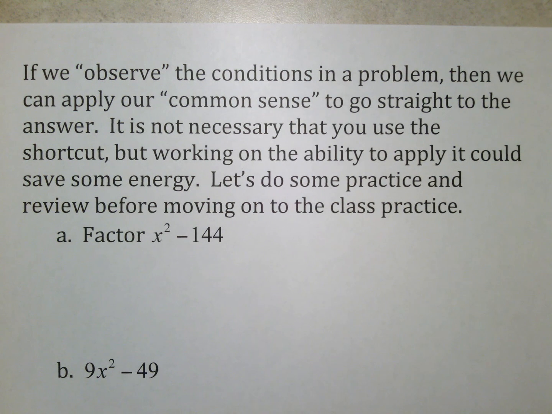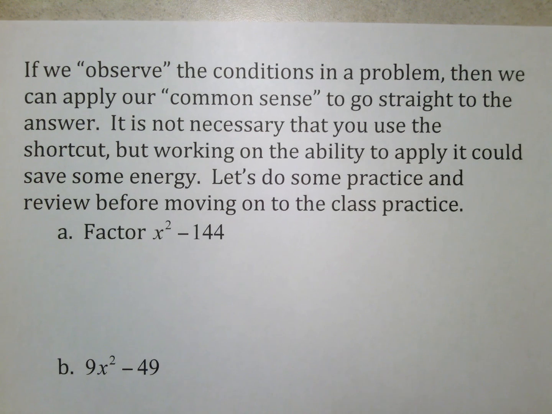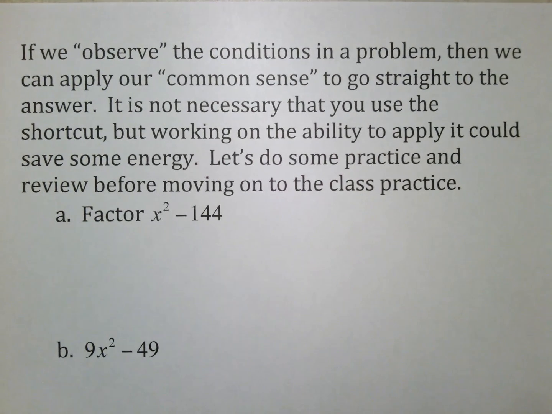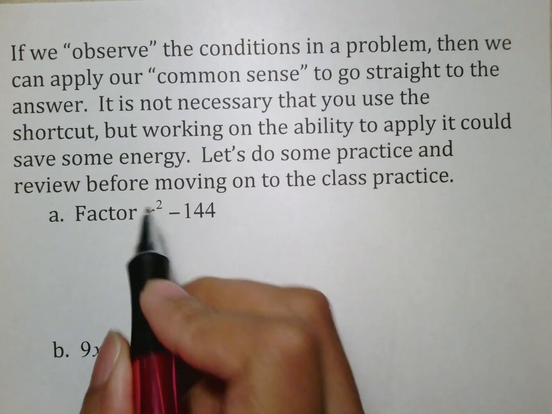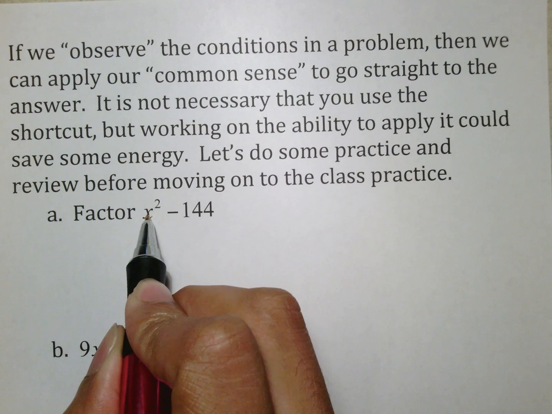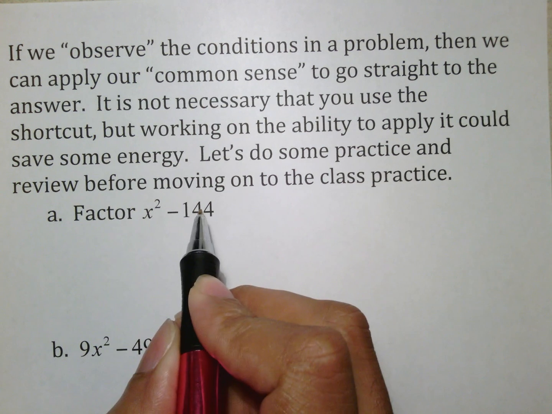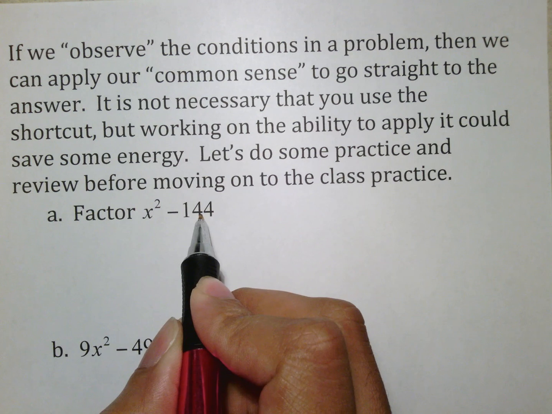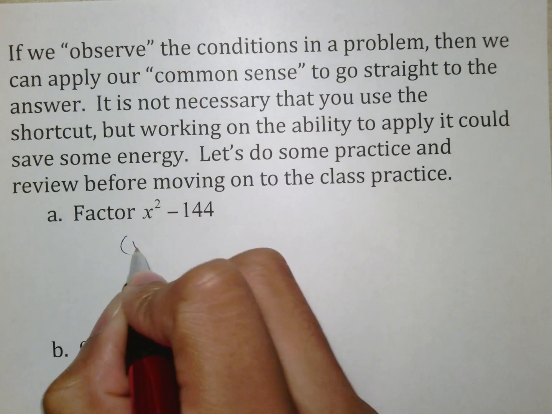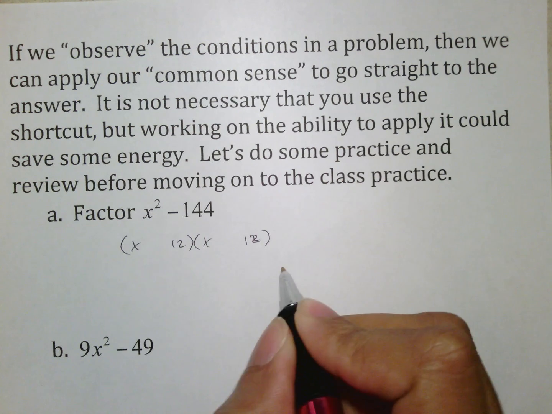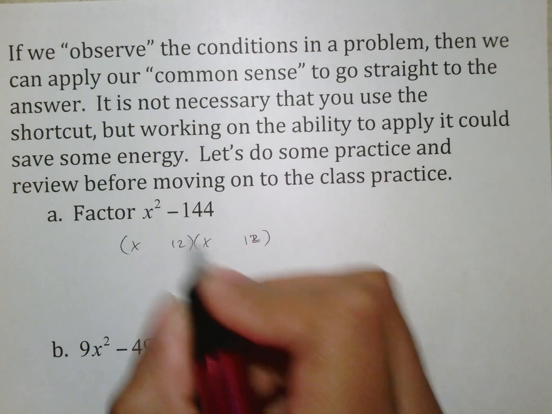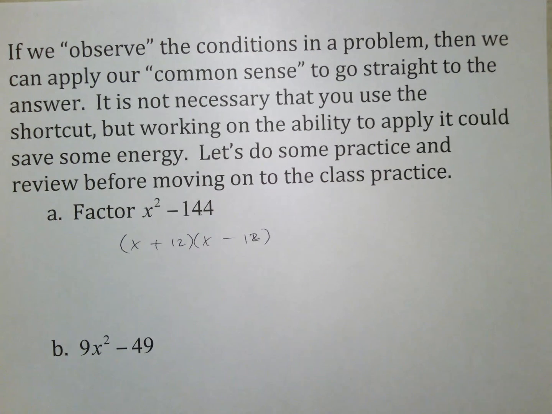So let's do some practice and review before moving on to class practice using our observation and common sense if we can. Factor x squared minus 144. Before I go to do the work, I recognize that this is x times x because it's a perfect square. That is 12 times 12. And there's a minus between, which means that all I have to do is put x and 12, right? Because that's x times x, 12 times 12, with a plus and minus in between.